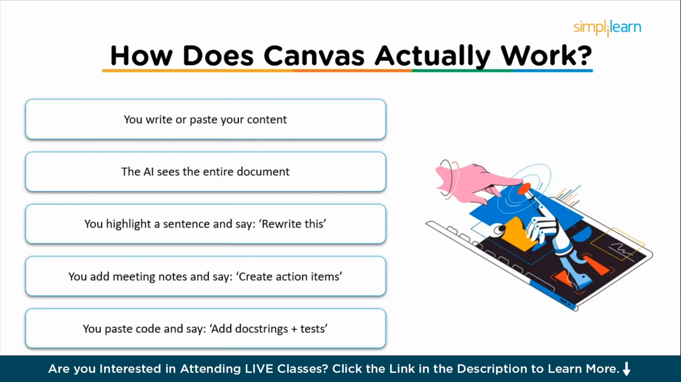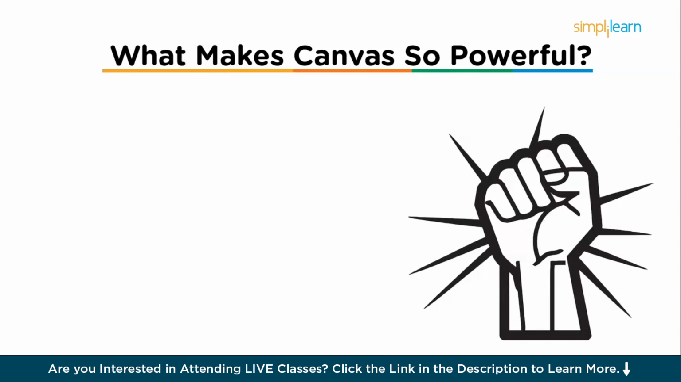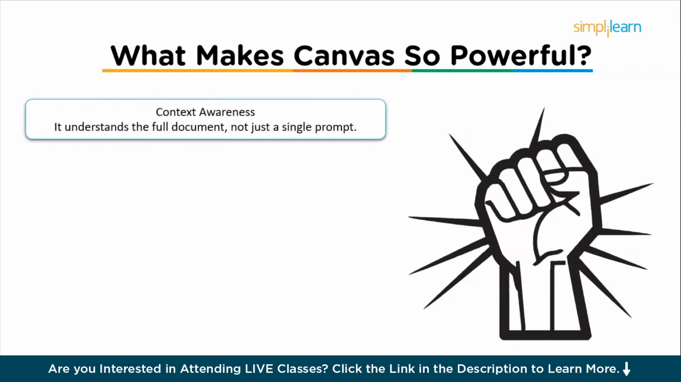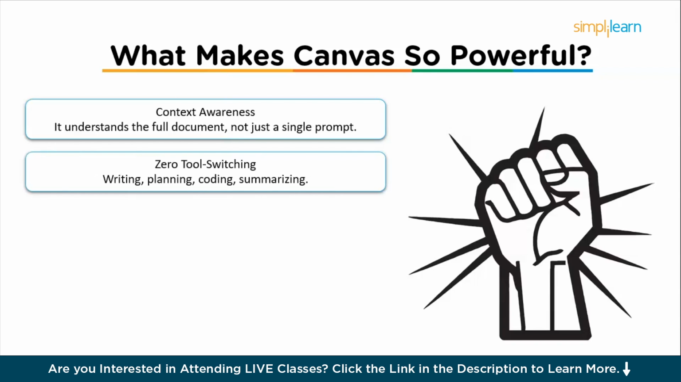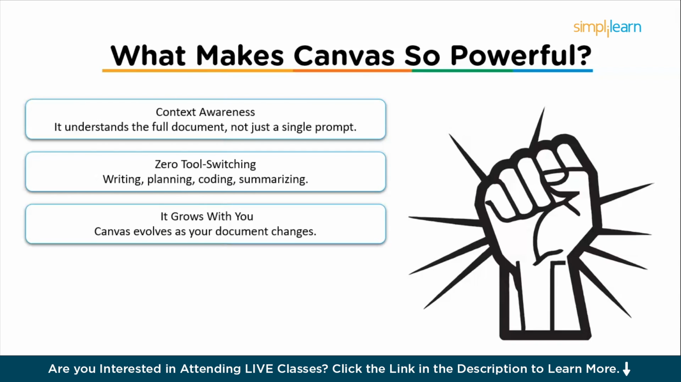So let's now understand what makes Canvas so powerful. So here's why people are loving it. The first one is context awareness. It understands the full document, not just a single prompt. Then zero tool switching. Everything stays in one place. Writing, planning, coding, summarizing. It grows with you. Canvas evolves as your document changes, and adding content gets you smarter responses.